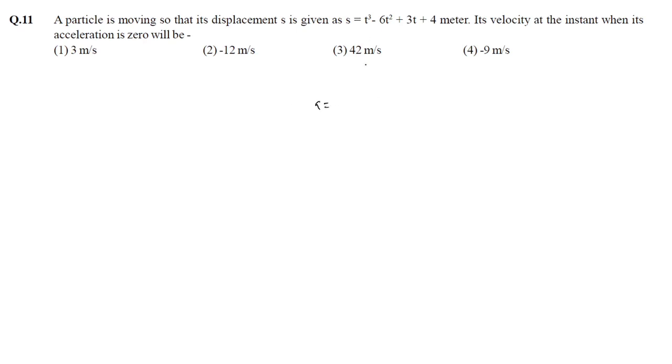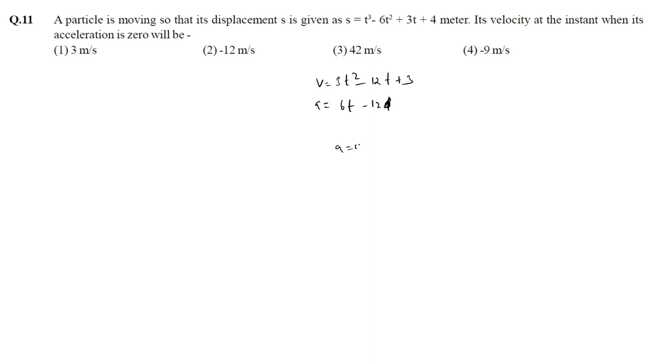Acceleration, if you want to find, then displacement is given. So velocity means differentiate that: 3t² minus 12t plus 3. Again, if you differentiate, 6t minus 12, okay, we will get 6t minus 12 will be the acceleration.